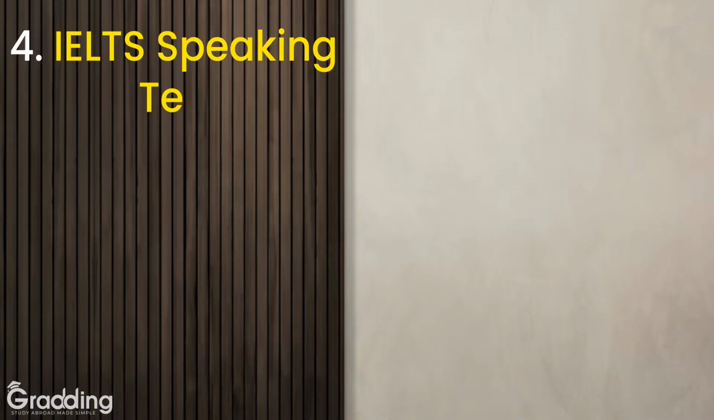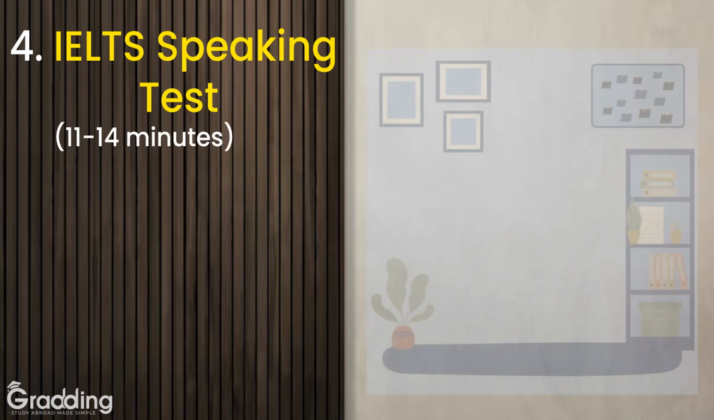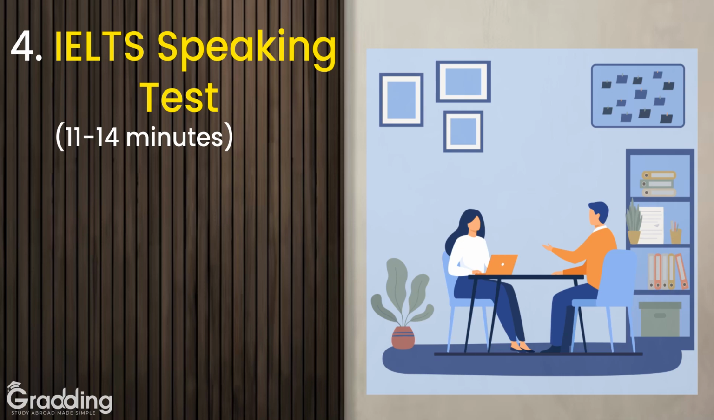Let's talk about IELTS Speaking Test. IELTS Speaking Test will be of 11 to 14 minutes. You will be asked questions by an IELTS examiner in a quiet room. There are 3 parts in the IELTS Speaking Test. In part 1, you will get a chance to speak about common topics. Example, introduction, family, studies, your areas of interest, etc.